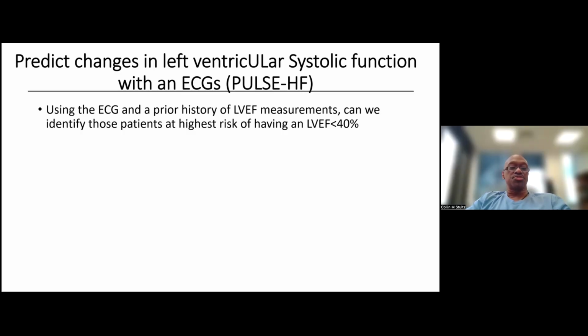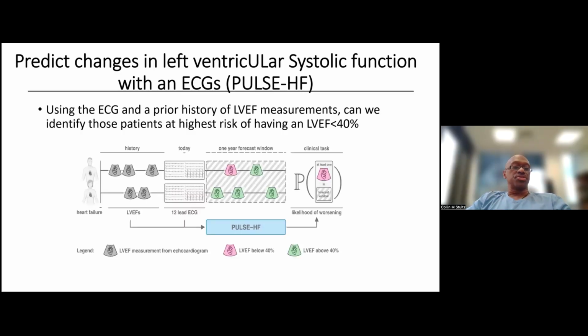The formulation of the problem is as follows. Patient presents, there is a history. So within the electronic health record, not dealing with the actual images themselves, but the left ventricular ejection fractions that have been reported, and the ECG that is obtained at some point in time. And the task being to determine within the subsequent year, where the index event is the 12-lead ECG, when the EF will fall below 40%. That is the predictive task.